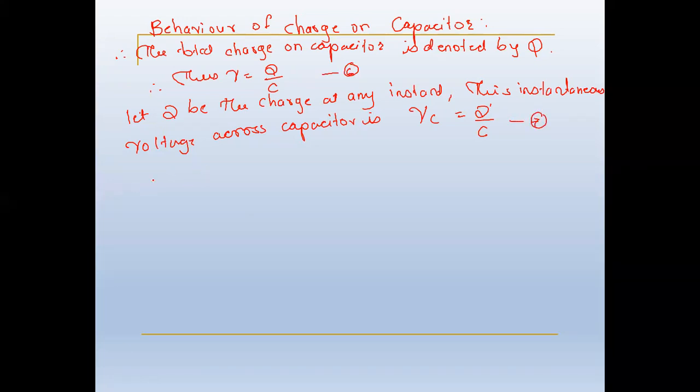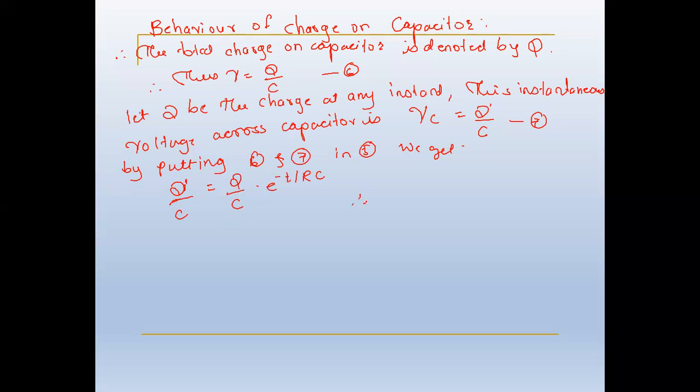Now, by putting this 6 and 7 in 5, what do we get? q dash by c is equal to q by c into e raised to minus t by RC. Therefore, q dash is equal to q into e raised to minus t by RC. Let us call this one as 8.